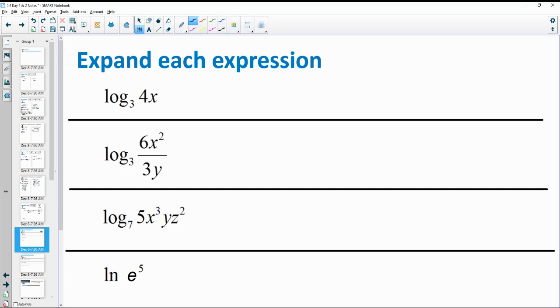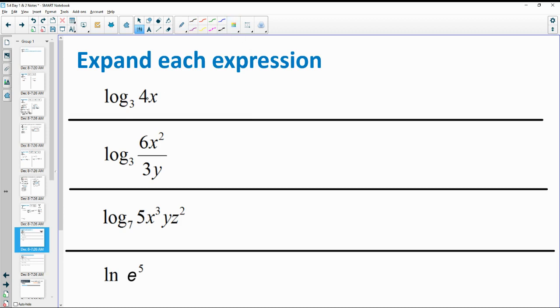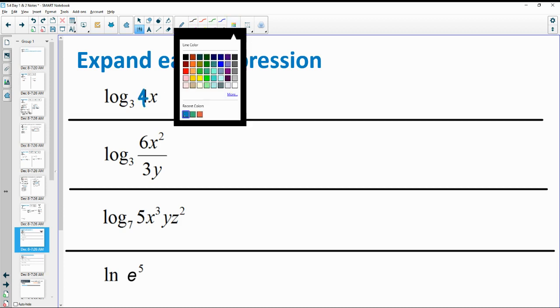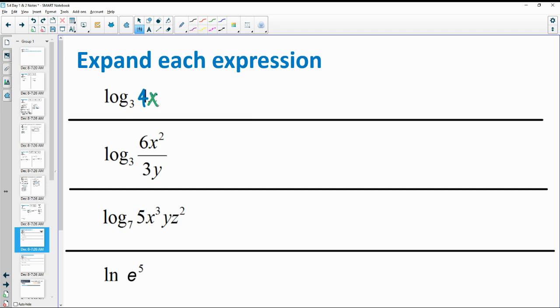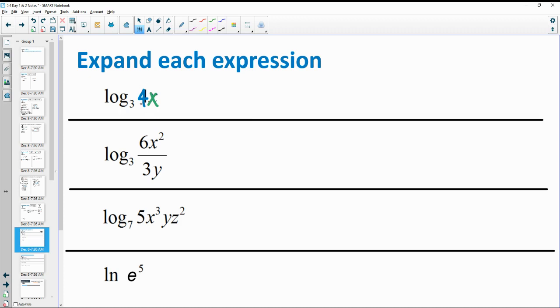All right, then let's practice expanding logarithms here using all of our different rules. So in this first one, you can see that we have a product in here. So we have 4 times x. And then one thing you'll want to do is, since 4 isn't a prime number, we'll want to think of 4 as 2 times 2 or 2 squared. So that when we expand this, we'll be able to expand it as much as possible.